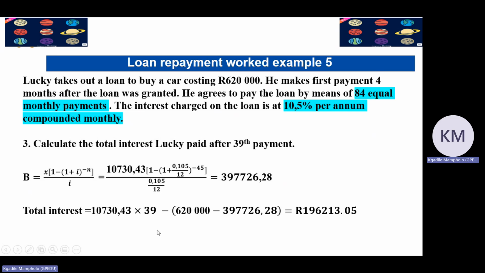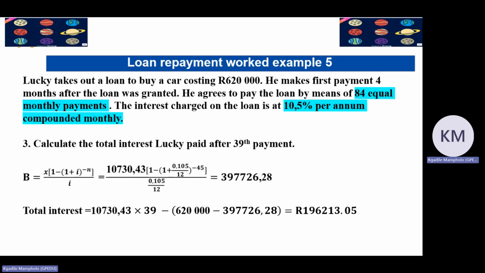Now, the total interest in this case will be the installment multiplied by the number of installments paid, which is 39, minus the loan. But because it's not the total interest at the end of the period, we have to subtract this outstanding balance from the loan. So you put brackets to show that this outstanding balance is subtracted from the loan. That is why the brackets are very important. So you say loan minus the outstanding balance.